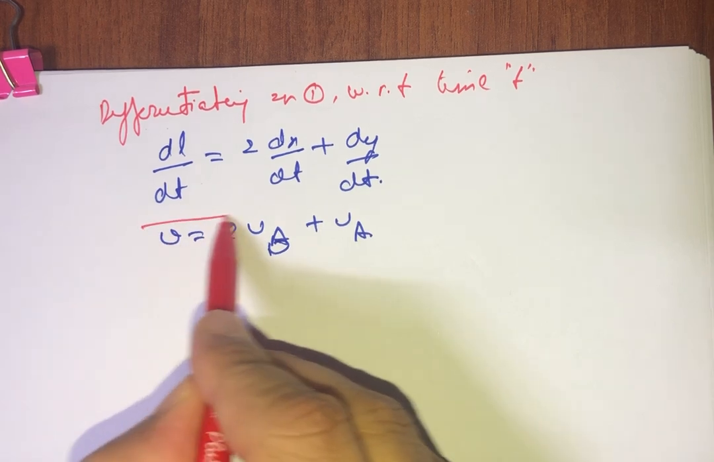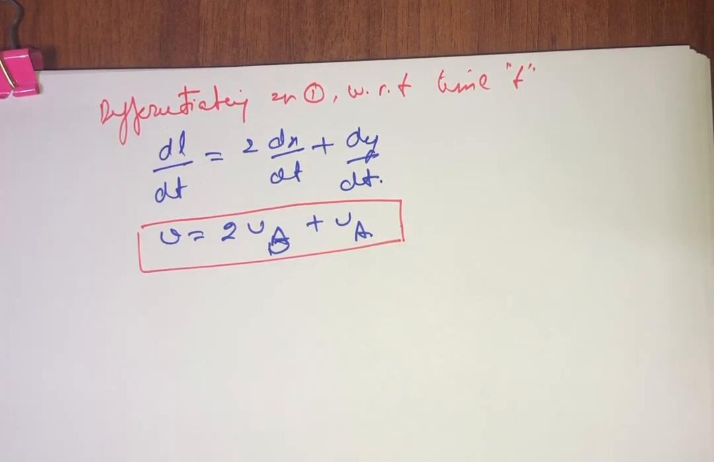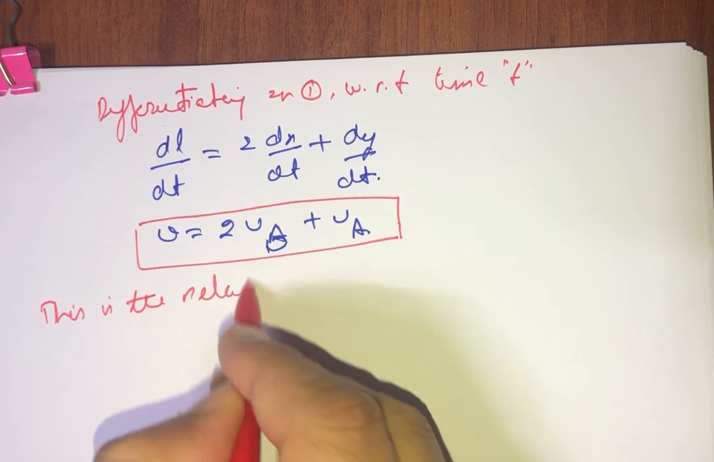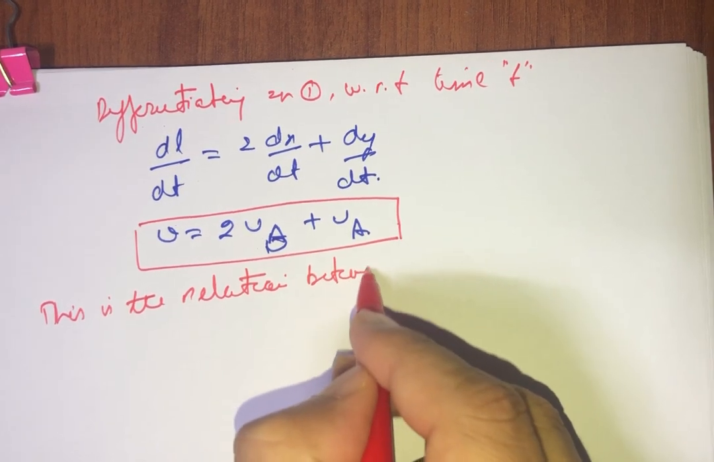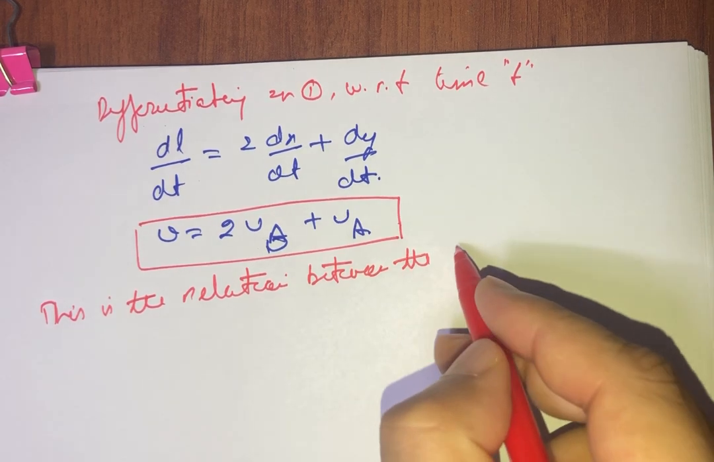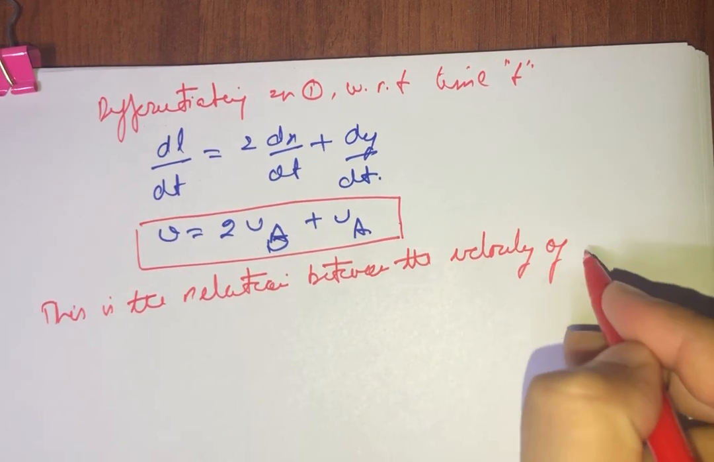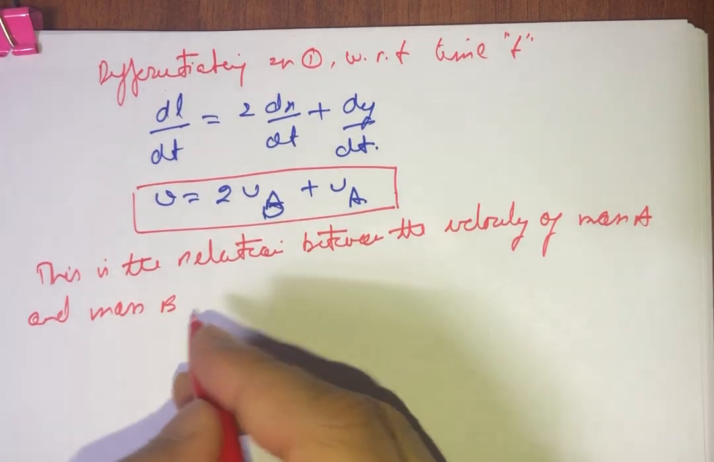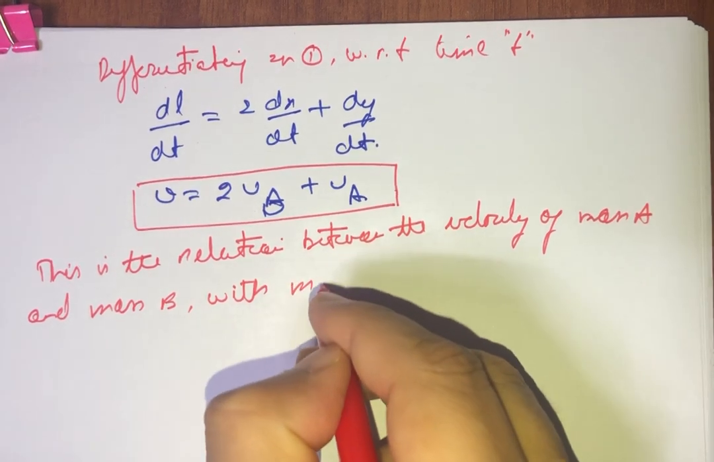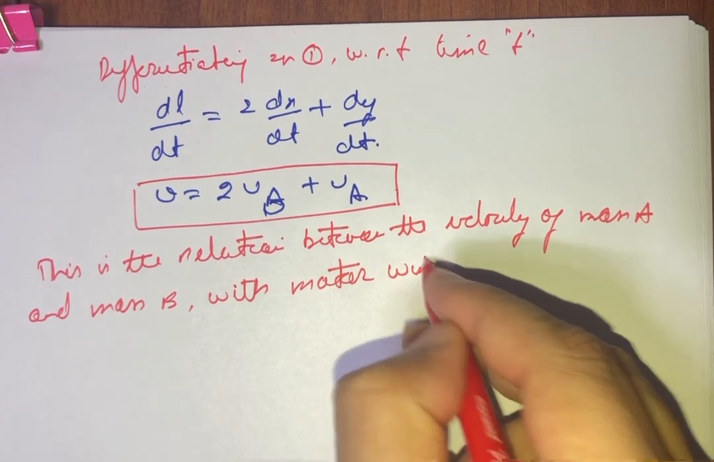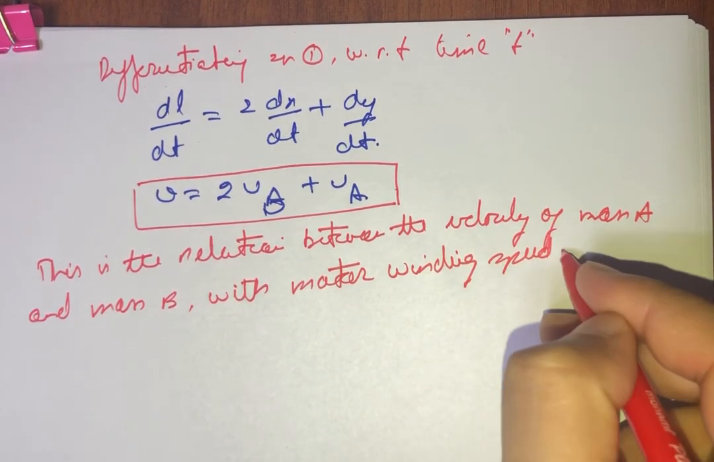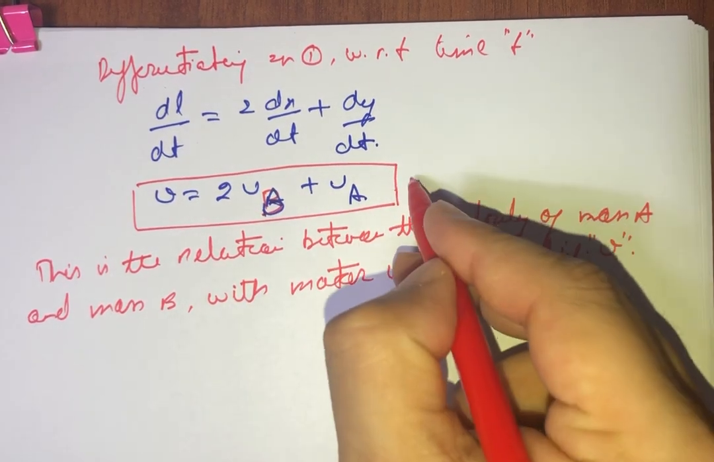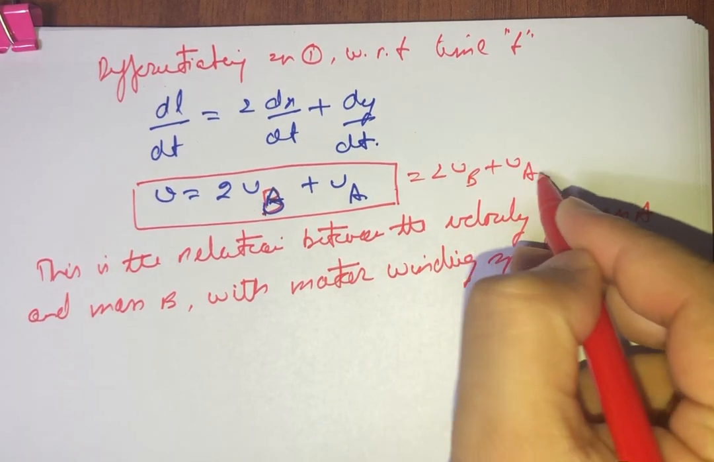So this is the relationship between the velocities of mass A and mass B with the motor winding speed, that is V. Okay, this is V equals 2vB plus vA.